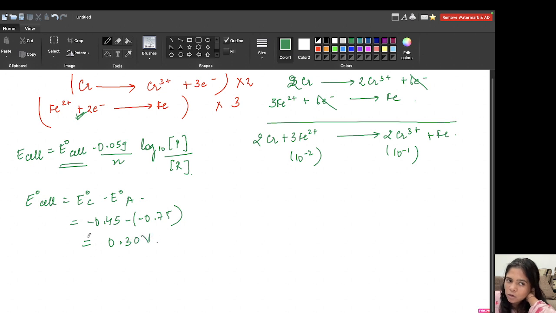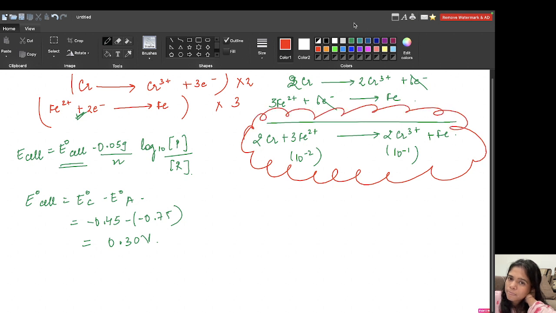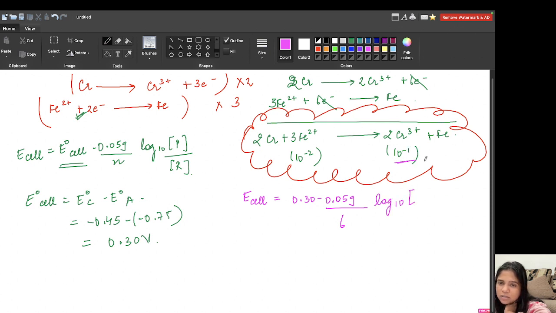Now E naught we have already got. Just substitute all the values now. This one is our main reaction. E of cell will be equal to 0.30 minus 0.059 by how many electrons are there in total? Total 6 electrons. Log base 10. Concentration of product. What is the concentration of product? 10 to the power minus 1. What is the concentration of reactant? 10 to the power minus 2.